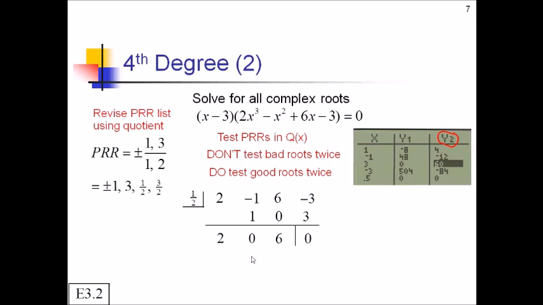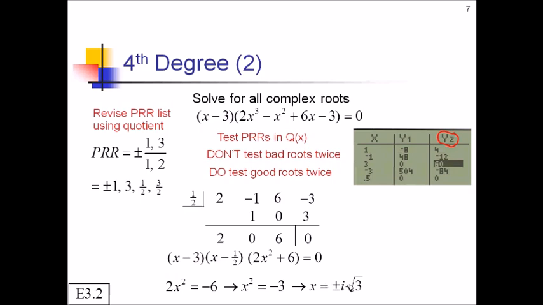So just to remind you here, we've got x minus 3, that's the original factor that we took out. We also now have a new factor of x minus 1/2, and we have the quotient 2x squared plus 6. Let's go ahead and solve this last one now. No need to use the quadratic formula. You can just subtract 6, divide by 2, and then if you square root both sides, we just get plus or minus i radical 3. So summing up, we've got 3, 1/2, and plus or minus i root 3 for our answers on this one.